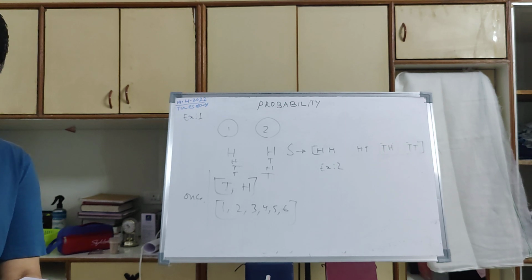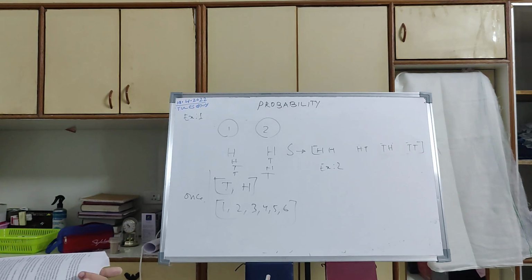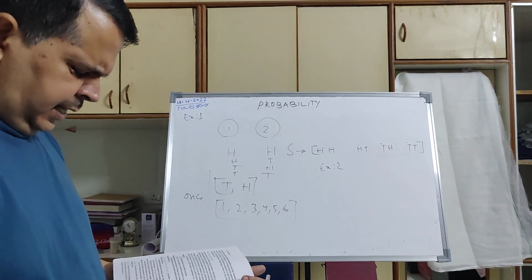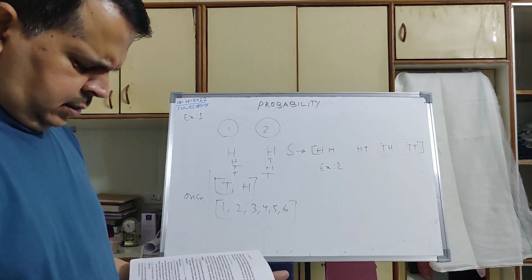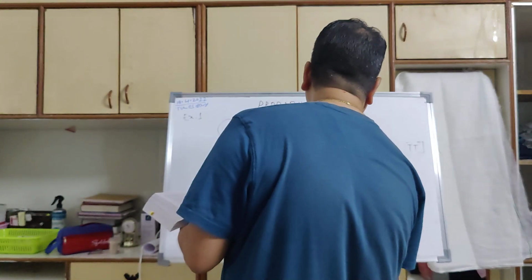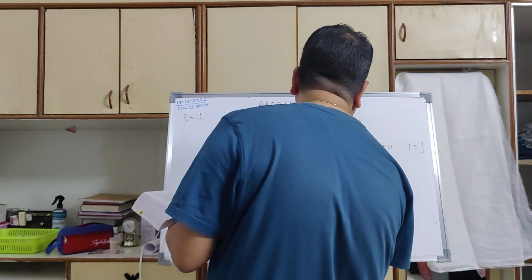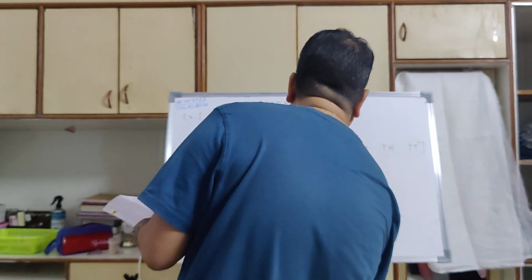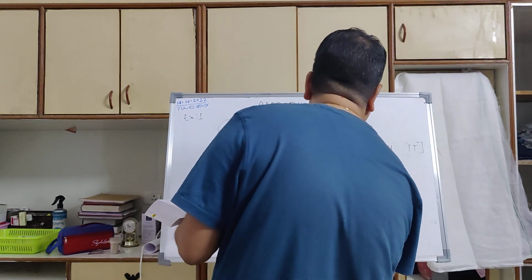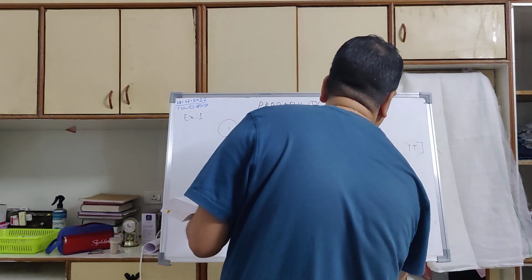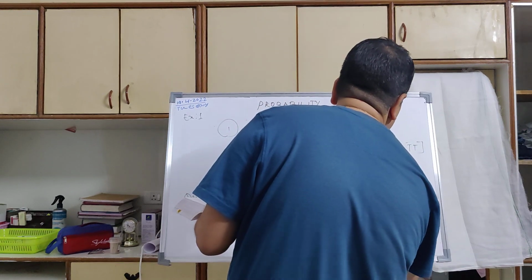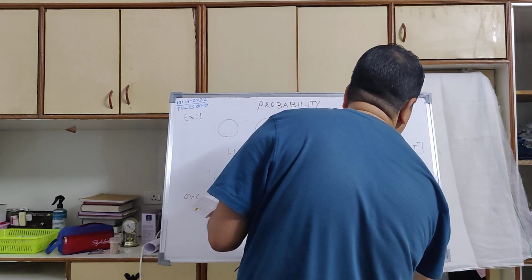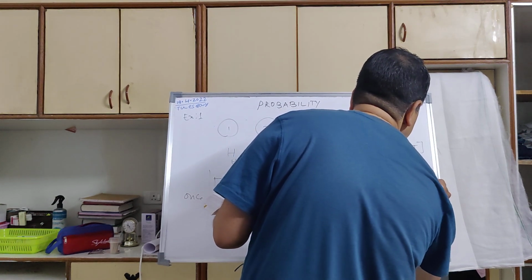Find the number of elements of this sample space. The sample space will be something like this. See, first one will be 1, second one will be 1. Then you can put a comma here: 1, 1. Then 1, 2. 1, 3. 1, 4. 1, 5. 1, 6. Like this.